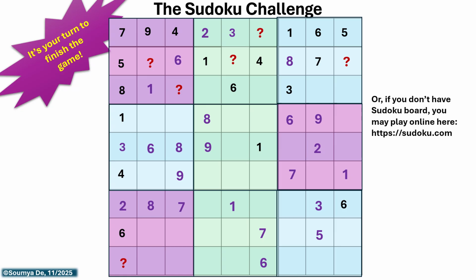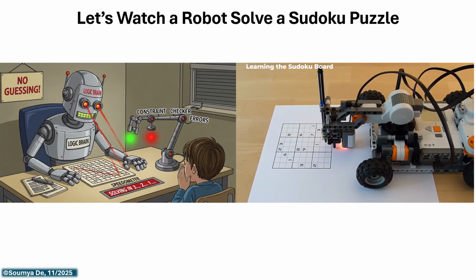Now, in this board, I have filled a few more boxes for you, and you have to fill the ones with the question marks. So you may do so now. Now that you have played Sudoku and know the rules, let's watch a robot solve Sudoku.